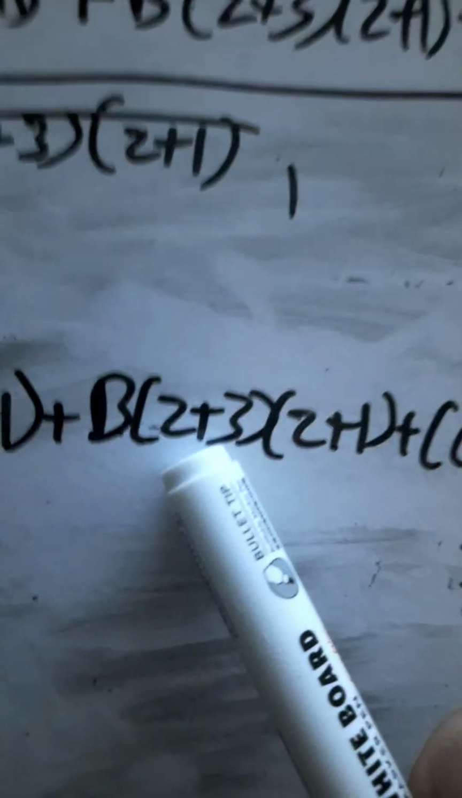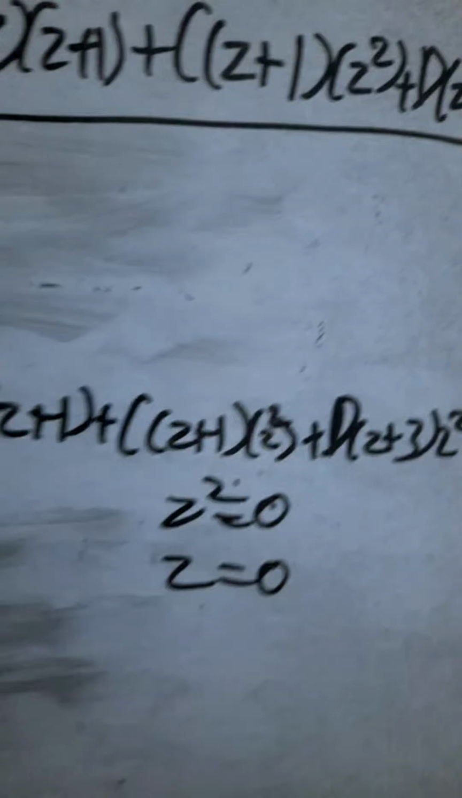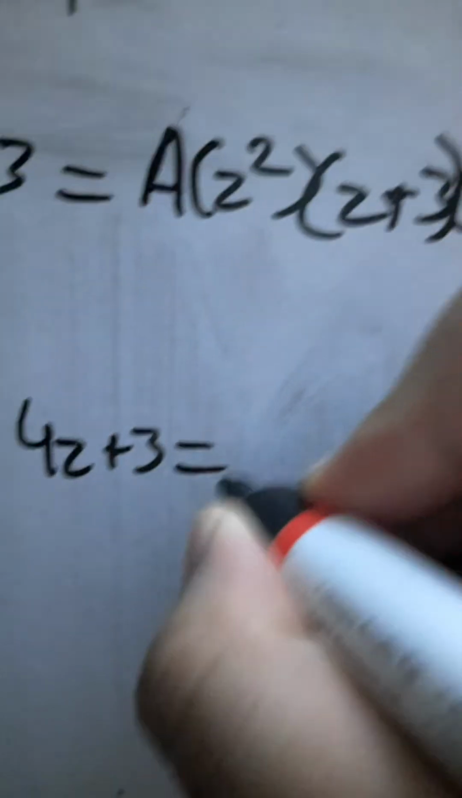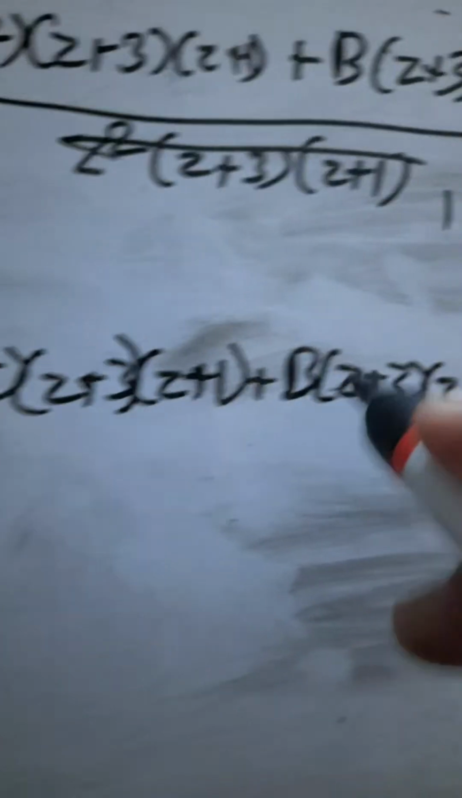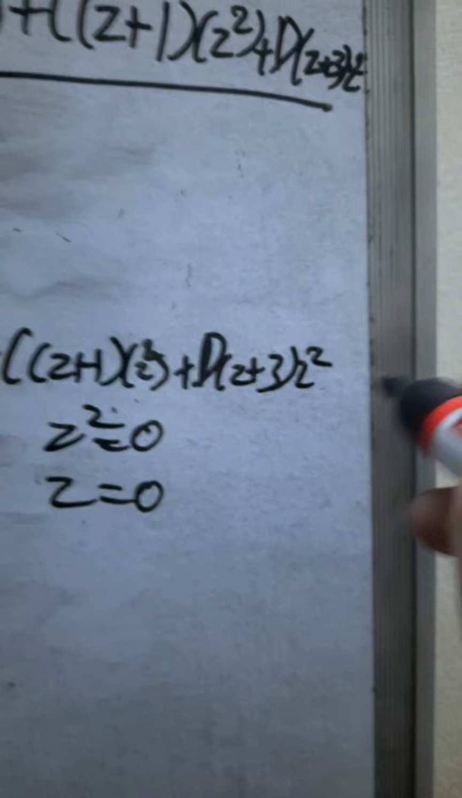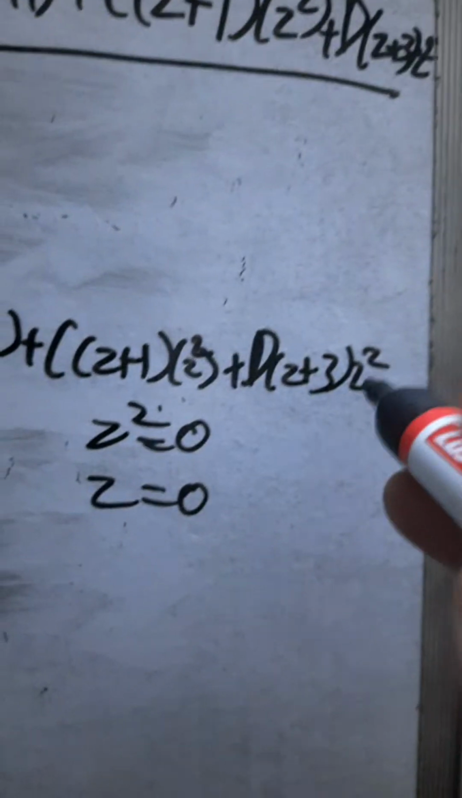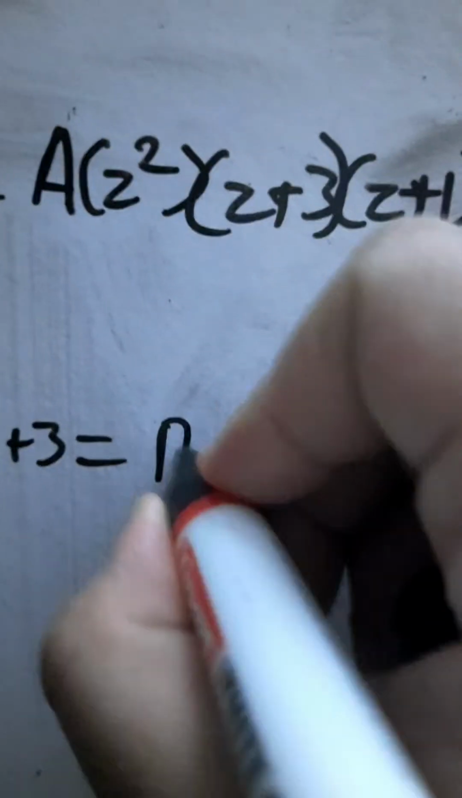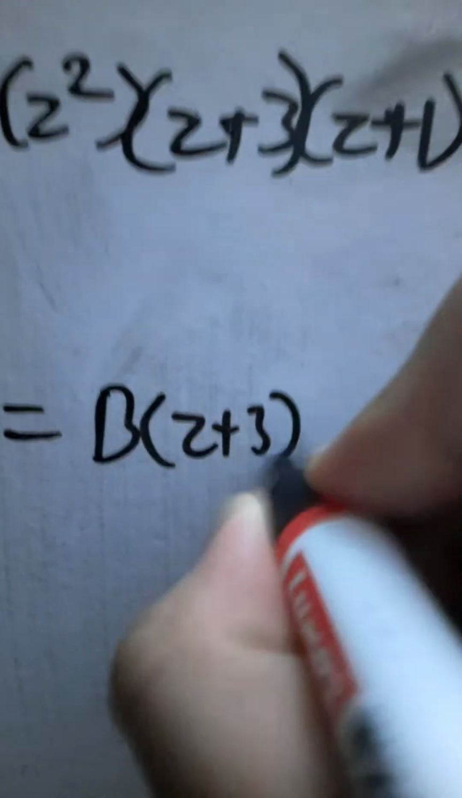So this would have cancelled, z plus 3 would have cancelled, only c would remain and we would have to find c. So now we are taking z equal to 0. So 4z plus 3 equal to a is done because z square is there, so it is 0. Only b is there, this would be removed. Where there is a z square term, that would be removed because it is 0. So b z plus 3 z plus 1.